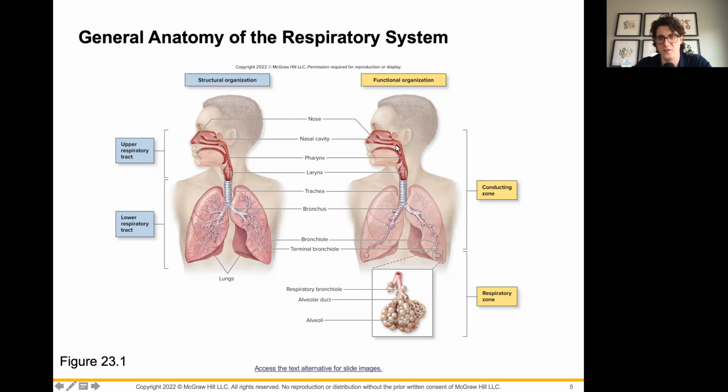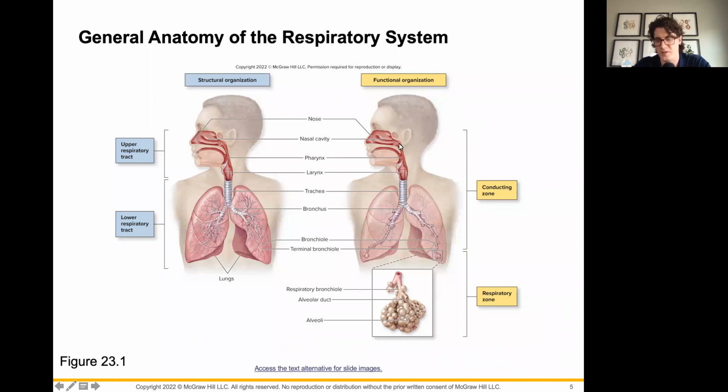Then that air is going to come down here and enter a region called the pharynx. The pharynx is basically a tube that connects the nasal cavity with the voice box, the larynx, down here. So it's the tube in between those. It has three parts: the nasopharynx, oropharynx, and laryngopharynx.